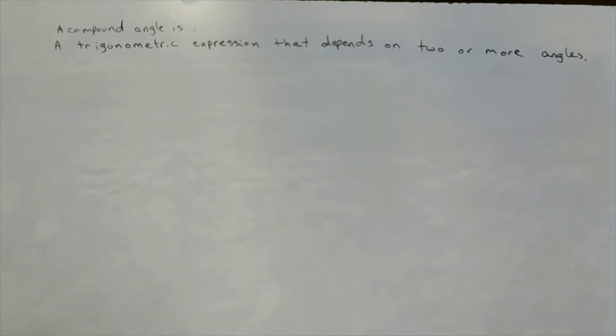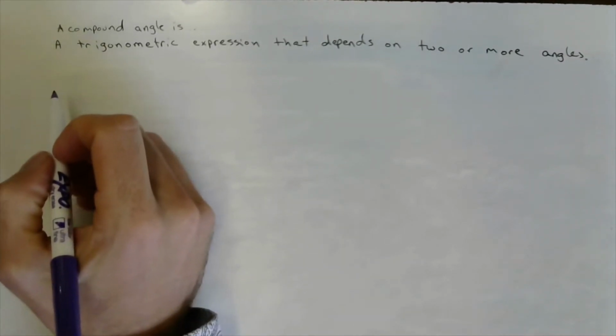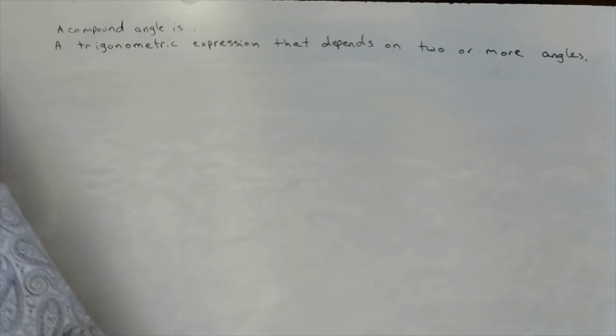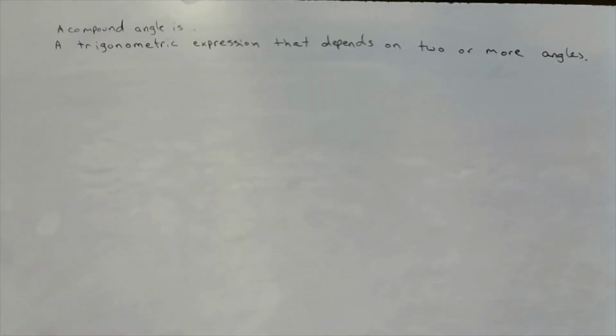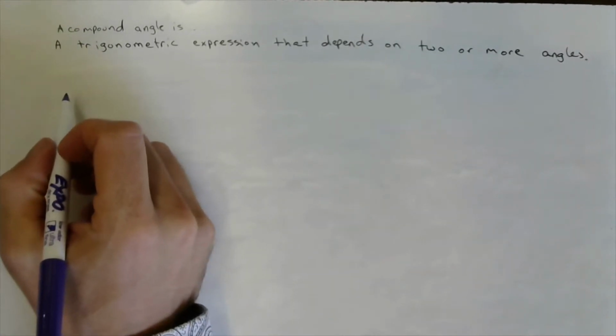Lesson 4.5, addition and subtraction formulas. Talking about compound angles, we start with a definition of what a compound angle is. A compound angle is a trigonometric expression, we're in the world of trig, that depends on two or more angles. So if you take the cosine or sine of an angle, this time that angle can be built from two or more angles, and there are a handful of formulas that go with it.